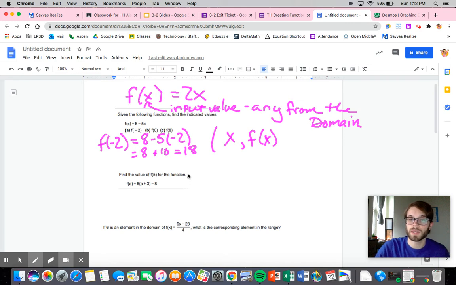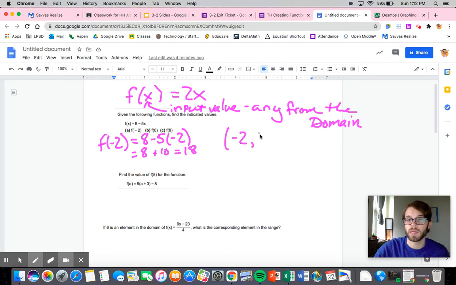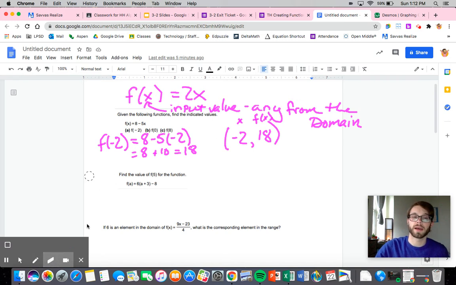All right. So essentially, what does that mean? That means if I were to illustrate my function on a graph, I would have the point negative 2, 18. So that's essentially what this means, because this is my x, this is my f of x. In this case, I'm doing f of negative 2. So we're saying we're putting in negative 2 as my input value, and my output value is 18 for this particular function. And you can continue to do that with the other values that it's asking you.